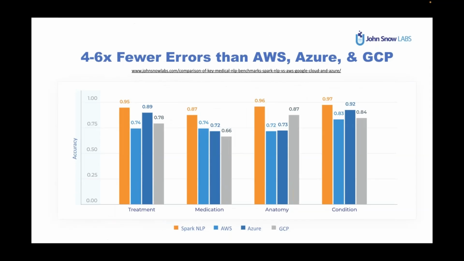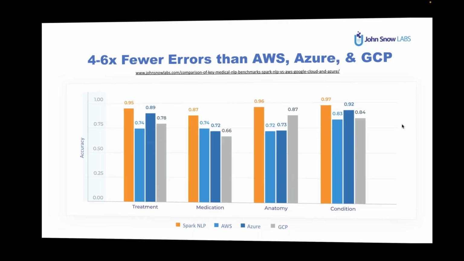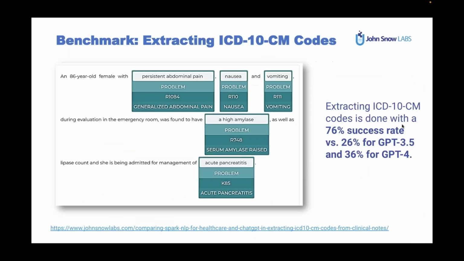Healthcare NLP library actually has 4 to 6 times fewer errors than the other cloud providers. You may find some benchmarks in our blog posts or our web page actually. Okay, as you can see here, we have better accuracy scores over all the other cloud providers. Also for ICD-10, we achieved a 79% success rate, but the other providers' CPT models achieved 26 and 36%.